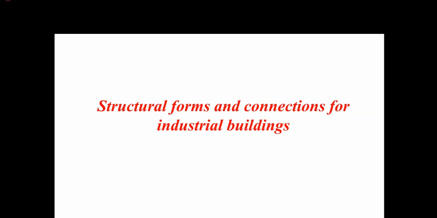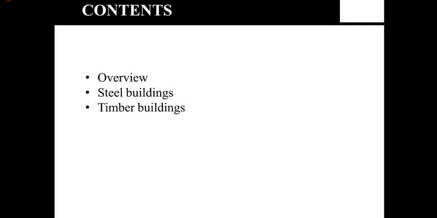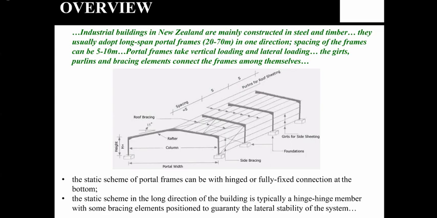So the overview of this module is basically an overview of steel industrial buildings and timber industrial buildings. Timber is very common in New Zealand, as New Zealand produces a lot of timber, and it's treated as a structural material rather than just a carpentry material, right? Industrial buildings in New Zealand are mainly constructed in steel and timber.